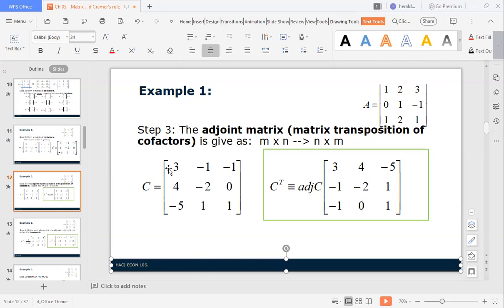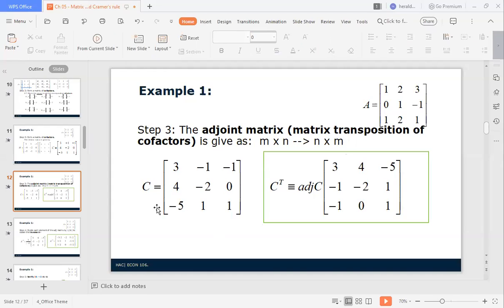As you already know, class, I always want to start by rows. So the first row here would be the first column of the adjoint matrix. So first row, 3, negative 1, negative 1 would be our first column. Second row would be the second column, 4, negative 2, 0. Again, this is a column here, but this is a row here. Third row, negative 5, 1, and 1 would be our third column on the adjoint matrix. Again, the adjoint matrix by definition is just the transpose of your cofactors. Now, before I proceed to the next part of the process, are there questions for step 1, 2, and 3?